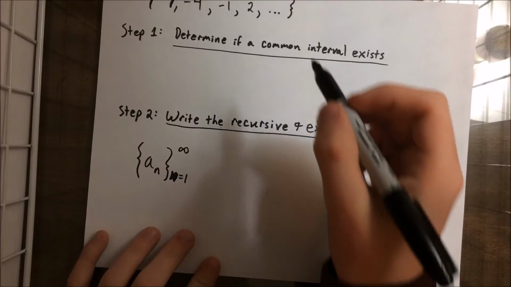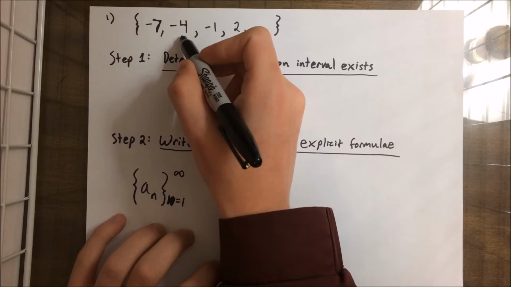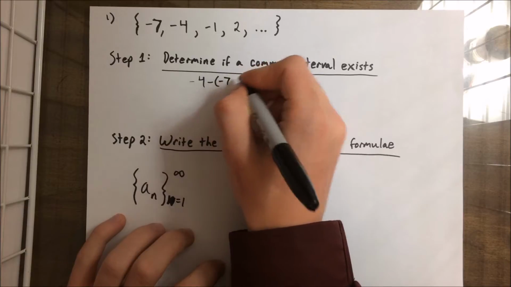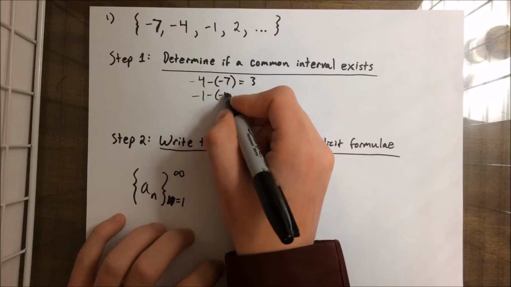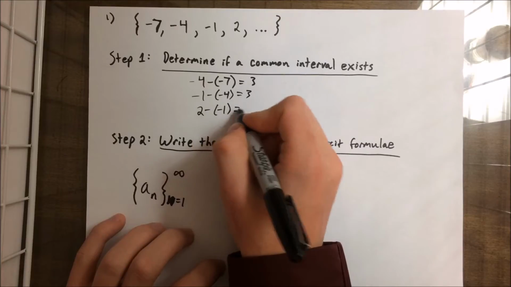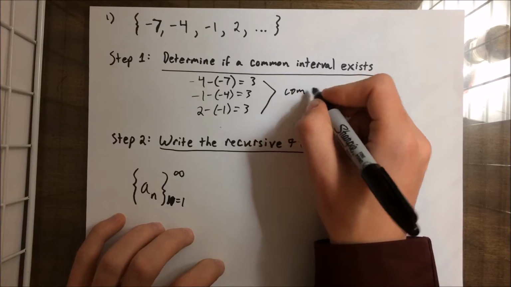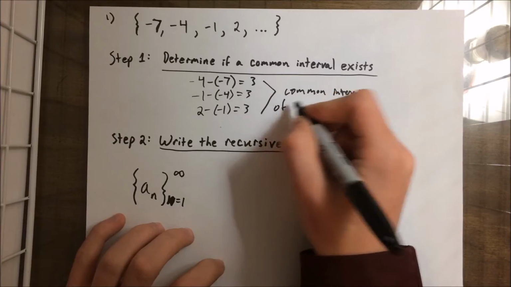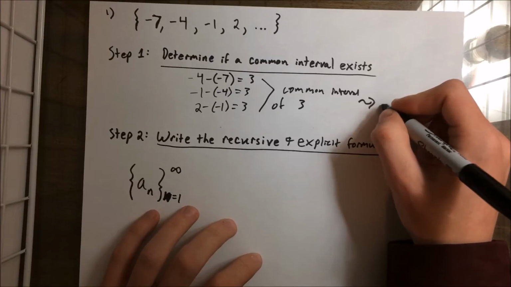So in this first one, to determine if a common interval exists, you take one term and subtract the one before it. So negative 4 minus negative 7 is equal to 3. And then negative 1 minus negative 4 is equal to 3. And then 2 minus negative 1 is also equal to 3. So using that, you can know that a common interval exists, and in this case it is 3, which also tells you that this sequence is arithmetic.